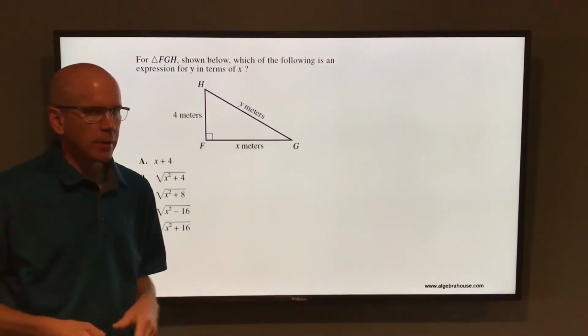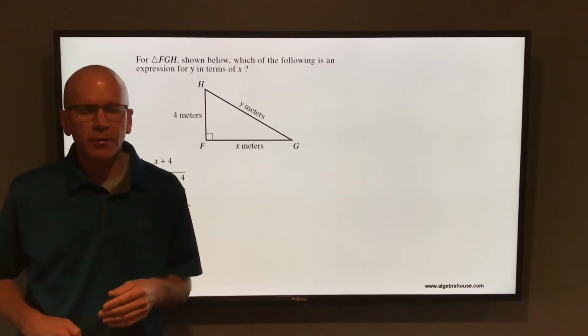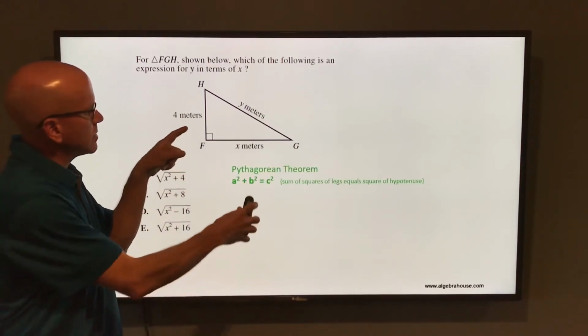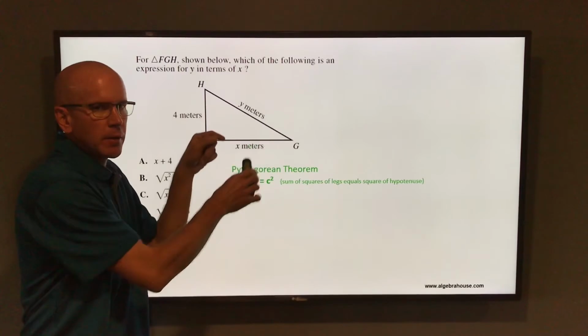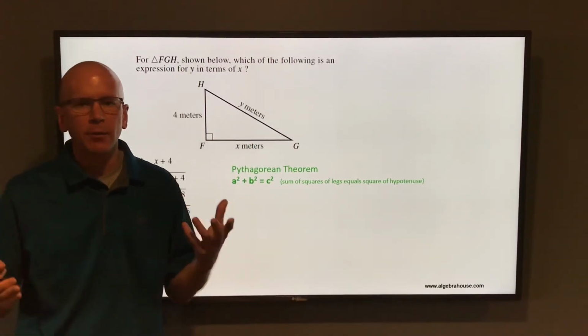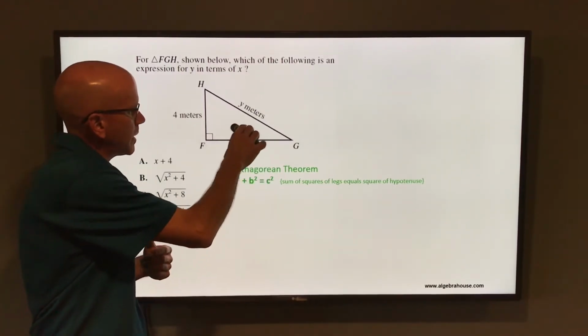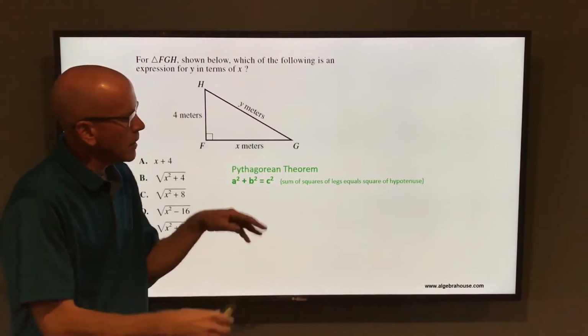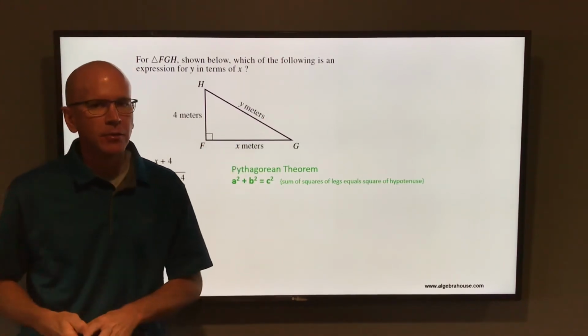First thing I think of when I look at this is the Pythagorean theorem. The Pythagorean theorem states that the sum of the squares of the two legs is equal to the square of the hypotenuse. If you aren't familiar with the Pythagorean theorem, the hypotenuse is the side across from the right angle. The other two sides are the legs of the triangle.